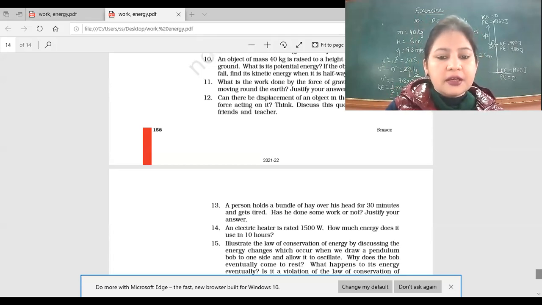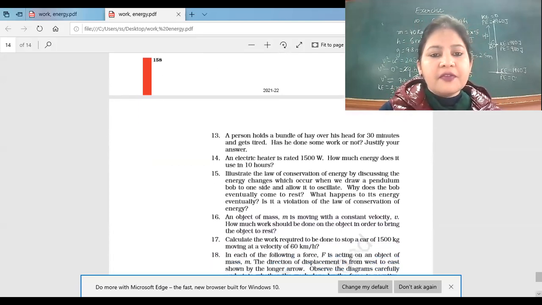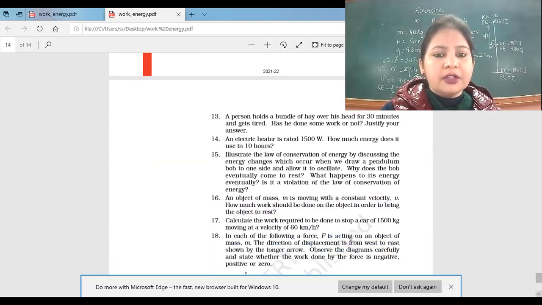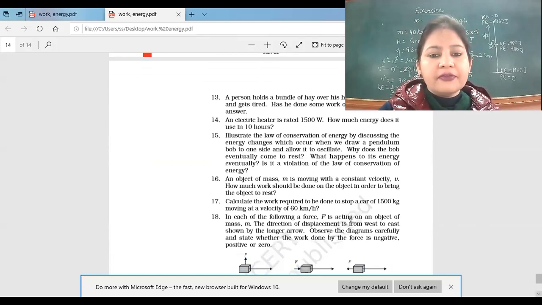Let's do the 14th question now. An electric heater is rated 1500 watt. Kaun batayega ye kya given hai? Aapko ye likha nahi hai ki name kya hai. From the unit, you can make out what this is. 1500 watt. Power. Power is given. Very good. That is power. So power of the heater is 1500 watt.